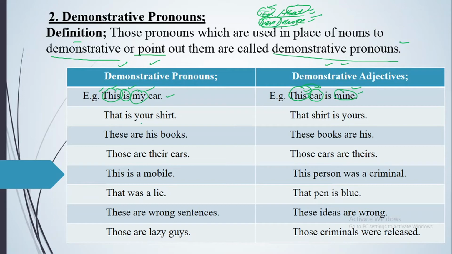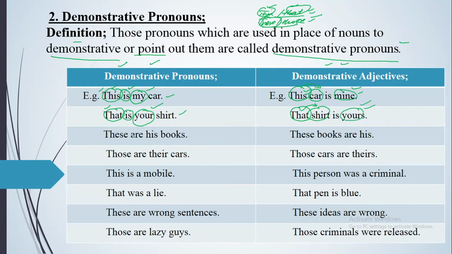In the same way, that is your shirt. Now see, that is the demonstrative pronoun, is is the be form. And in the same way, that shirt is yours: that is the demonstrative adjective, and shirt is the noun, because that is adding something in the meaning of shirt, and an adjective is a word which adds something in the meaning of a noun or pronoun. And here it is used before the be form. If you are using the demonstrative pronoun, the possessive adjective is your. And if you are using the demonstrative adjective, the possessive pronoun is yours.